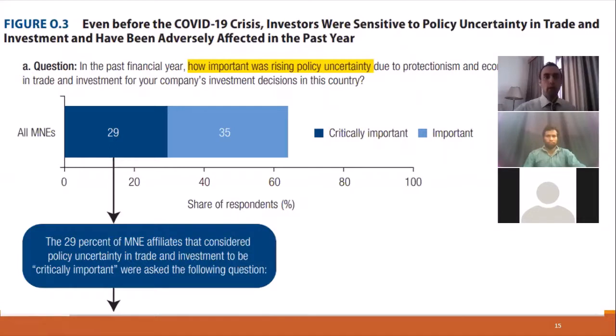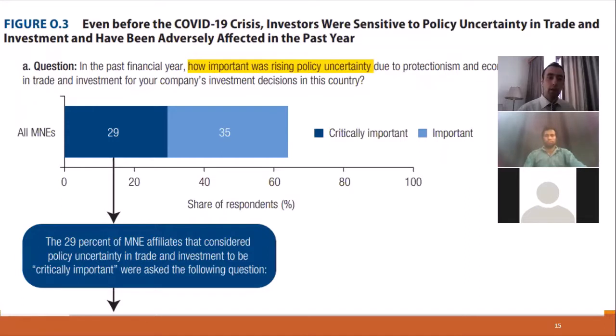Okay, we said that even before the COVID crisis, investors were sensitive to policy uncertainty in trade and investment. So in this survey by World Bank Group, they asked two questions from the business executives. First, how important was rising policy uncertainty in your investment decisions? 35% of the managers said that it has been important. 29% of them said that it has been critically important in their investment decisions.